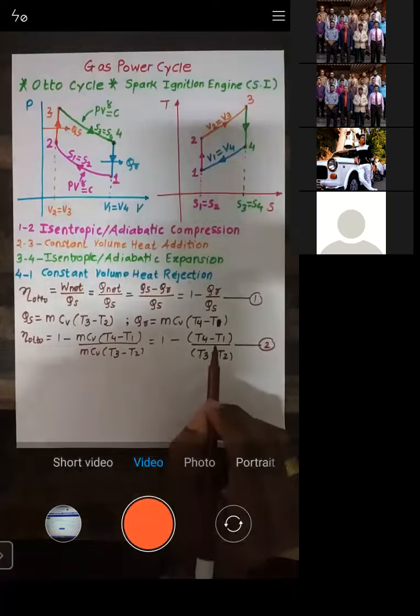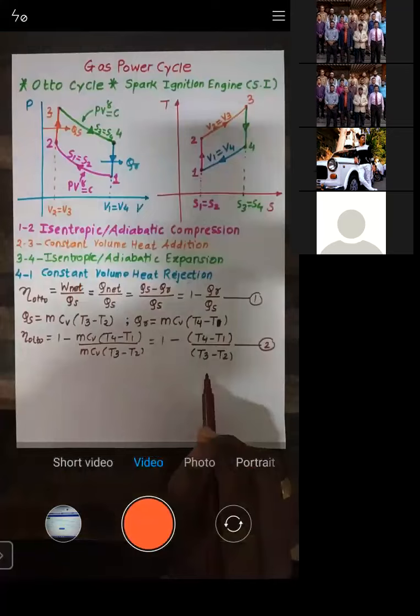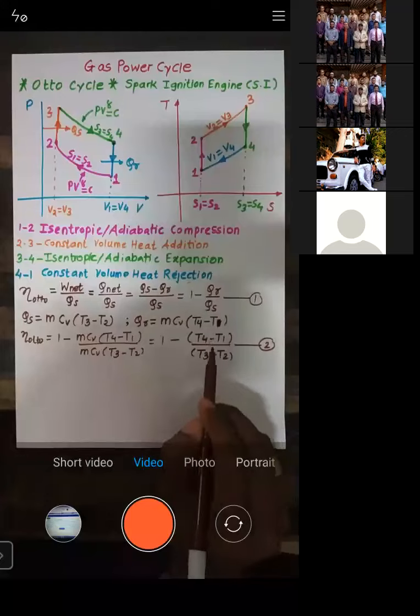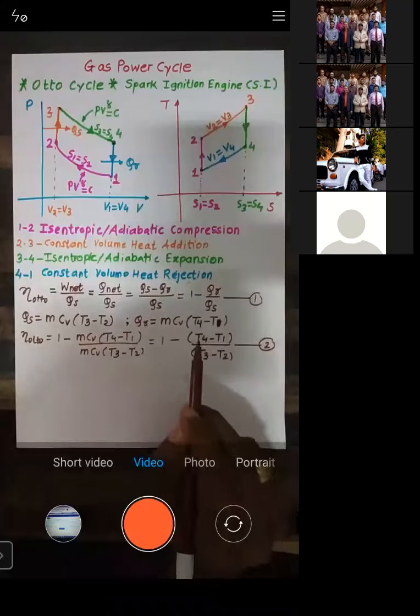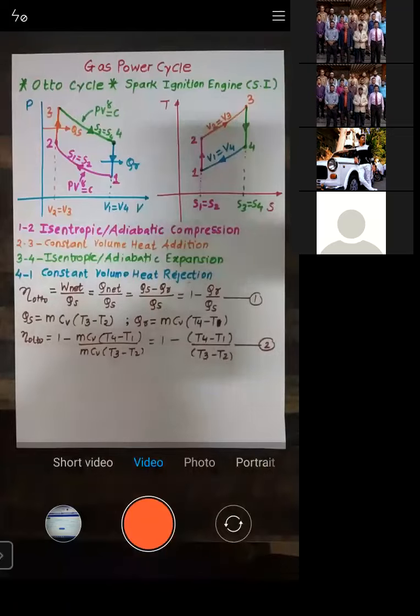So what do we want? We want this value in terms of T1, T2, T3, T4. So we will try to represent one temperature term in terms of another, that is, temperatures like T2, T3 and T4 in terms of the others. Let us see that.